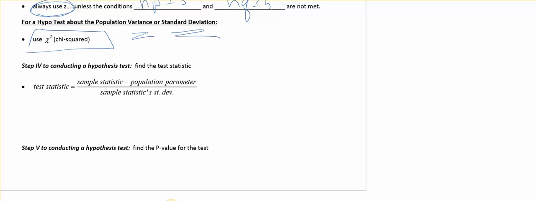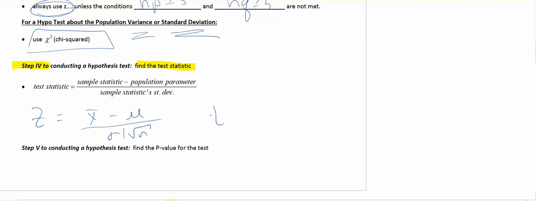The next step in running a hypothesis test, step 4, is finding the test statistic. For example, for means, Z is x bar minus mu over sigma divided by the square root of n, and that would find your z-score. Your t-score, or your t-stat, is found almost identically. It's x bar minus mu over s divided by the square root of n, because sigma is not known. And then we'll talk about proportions in another video.